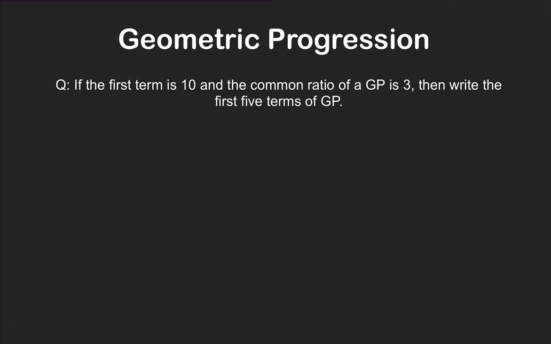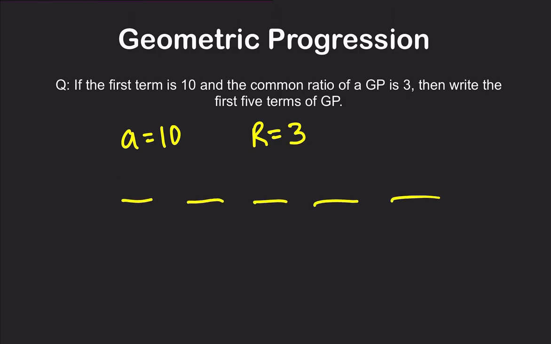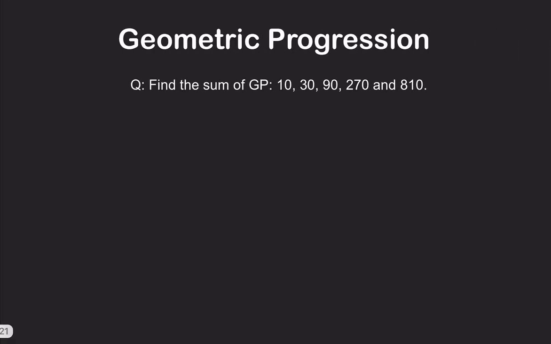This question is homework for you, a simple question. The first term of the series is 10. The common ratio is 3. Give me the first 5 terms. I will give you the first term, that is 10. For the second term, multiply the last term by the common ratio 3, giving 30. The next term is 90, and so on. And this is how you calculate the terms of a geometric progression series.